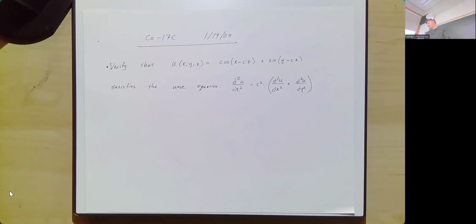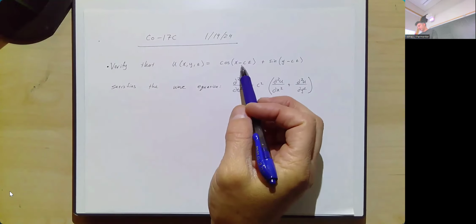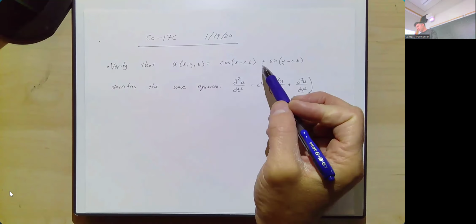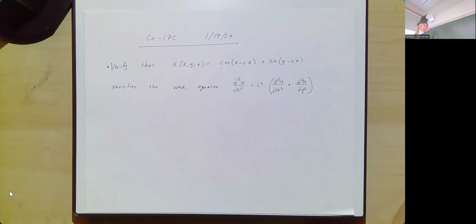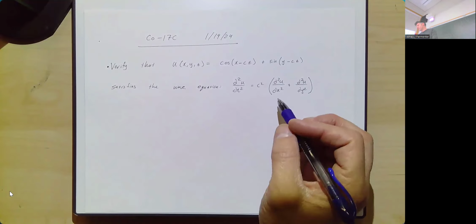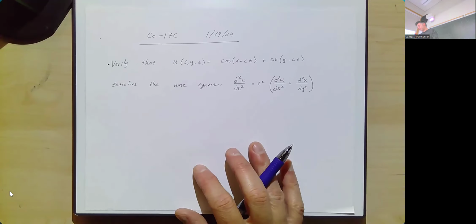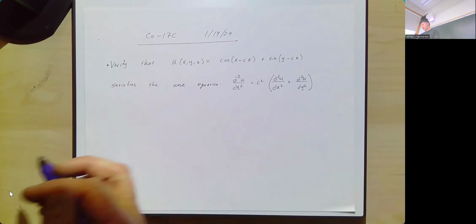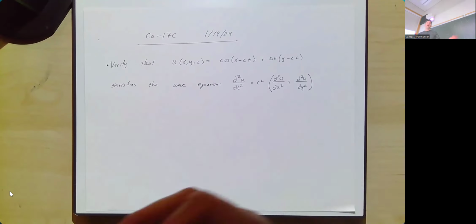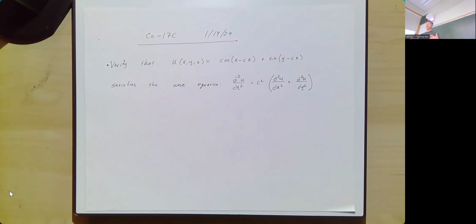So verify that this function u of x, y, t equal to cosine of x minus a constant times t plus sine of y minus a constant times t satisfies the wave equation: the second partial derivative of u with respect to t is equal to the constant squared times the sum of the second partial derivatives of u with respect to x and y respectively. So I'm going to calculate both sides of this equality and hopefully see that they end up being the same.